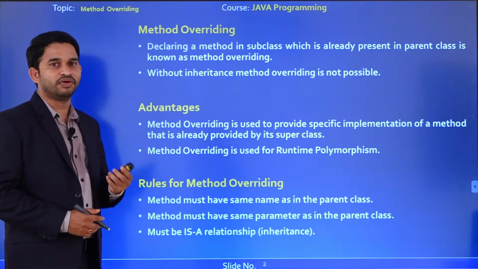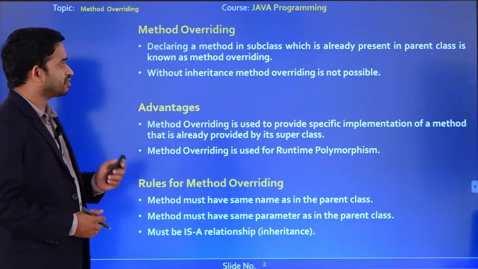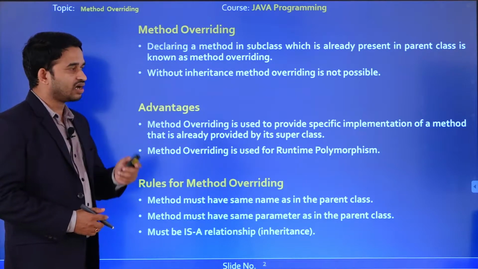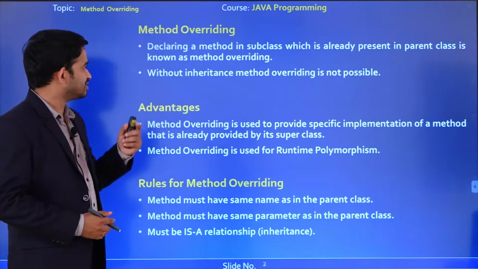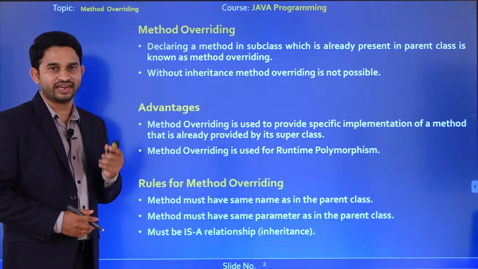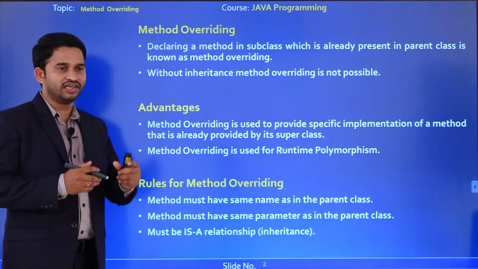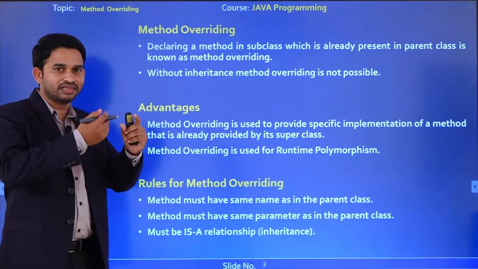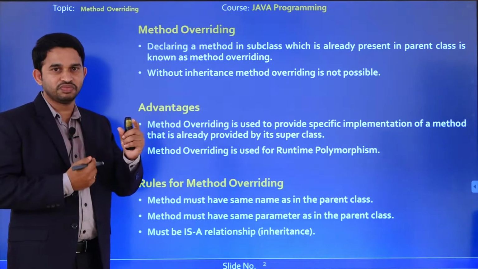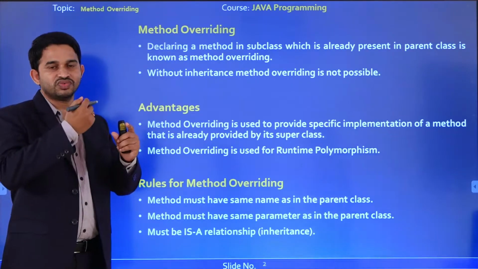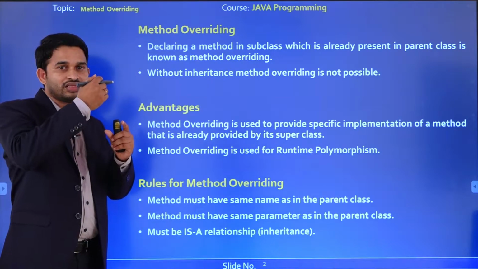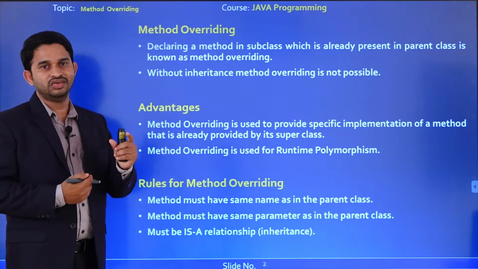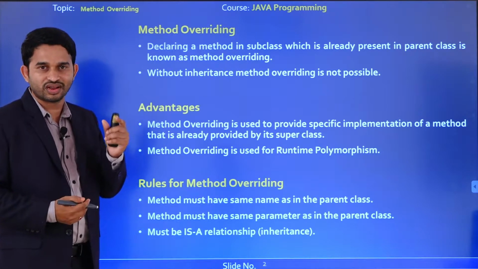So what is the meaning of method overriding? Declaring a method in a subclass which is already present in the parent class is known as method overriding. For example, if you take two classes, class A contains one method and the same method is available in class B. We override the parent class method in the subclass. We call this method overriding.